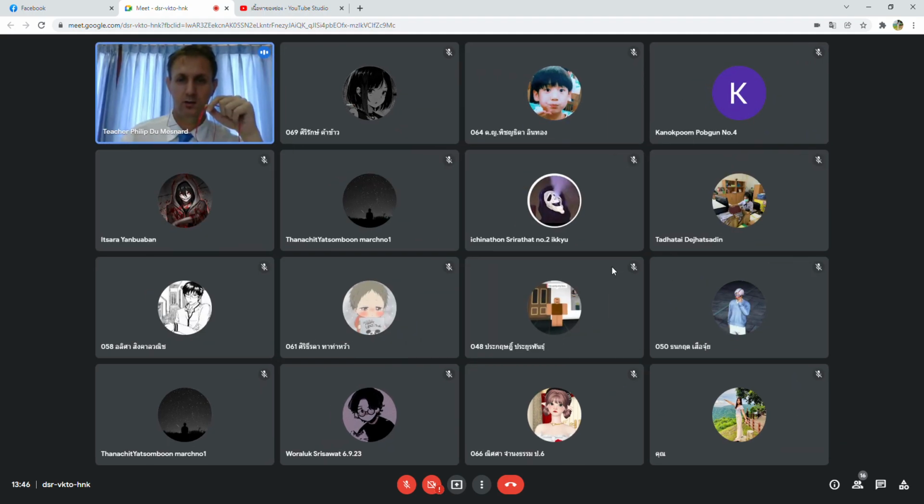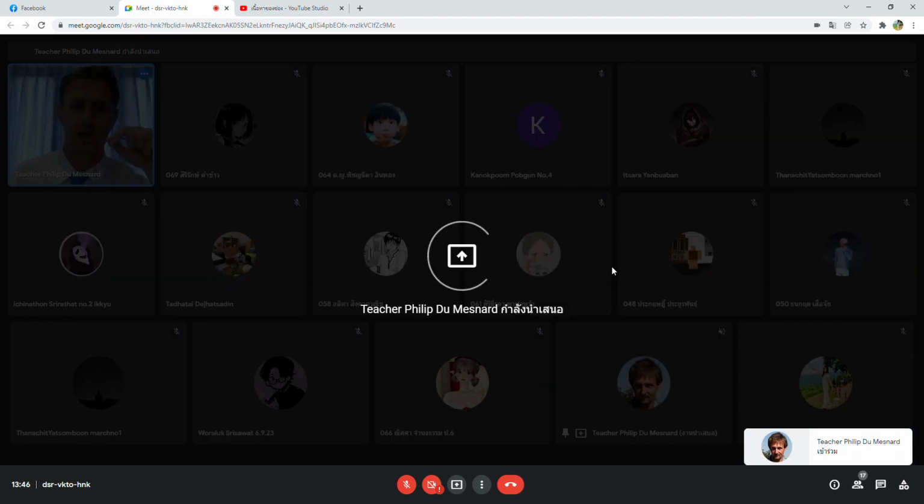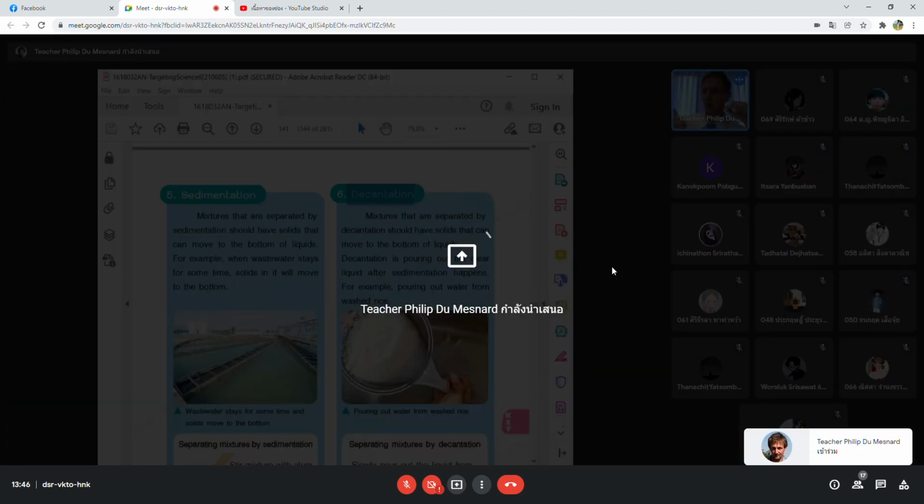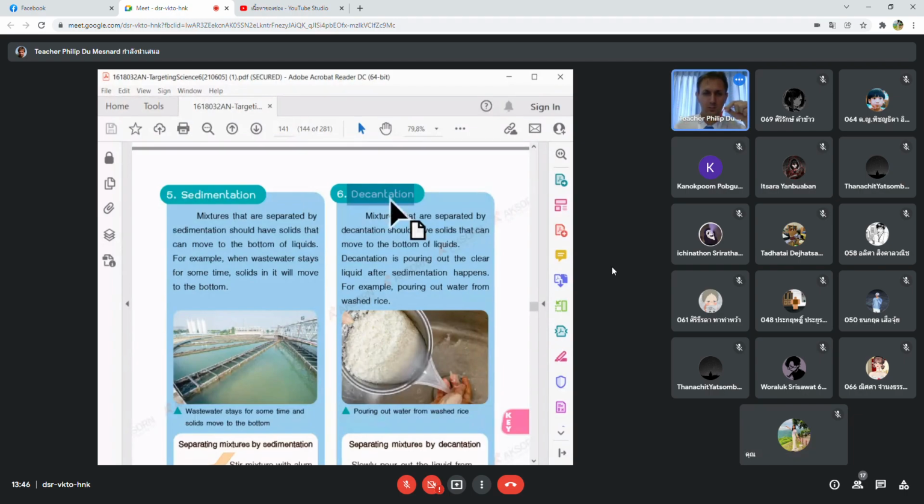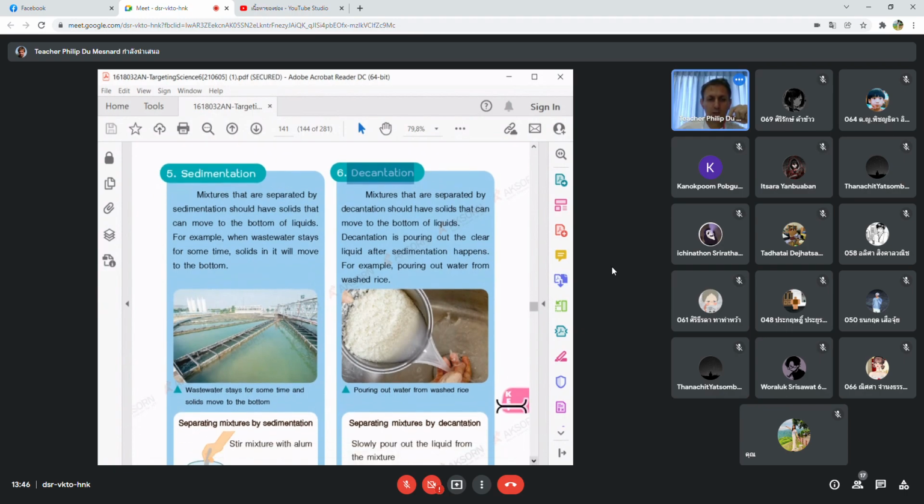So let's go back to the book. The decantation, I know it's a very big word, decantation is like 4 syllables, but actually decantation just means to pour. And so this is how you can separate the rice and the water. Just very slowly pour out the water and then you have rice. Okay, so if you pour a drink, it's the same as decantation.